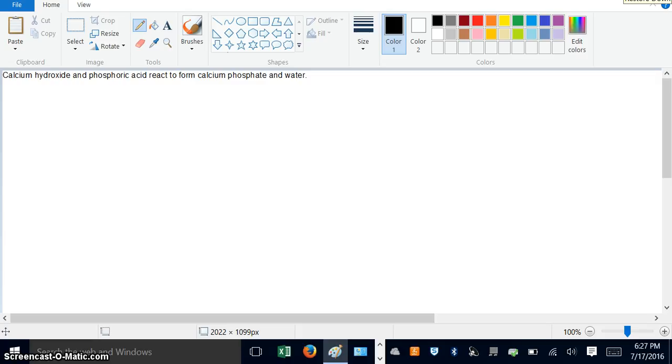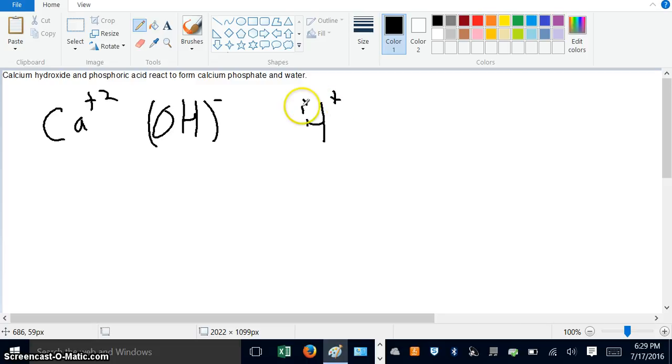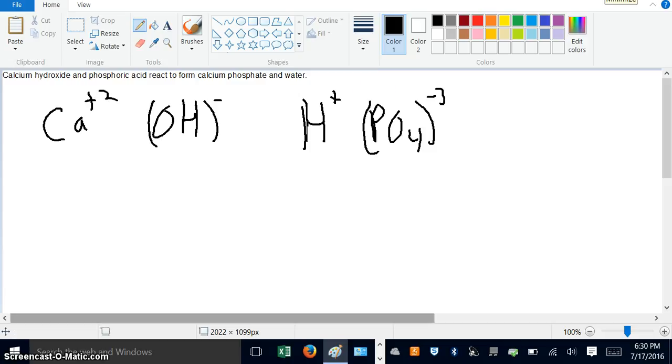Alright, so let's just remind ourselves of a couple of things. Calcium, just as a reminder, is +2. Hydroxide, which is OH, is -1. Phosphoric acid is hydrogen acting like a metal. Of course, that's +1. And then phosphate, which is PO4, and it's charged -3. Alright, so let's put those together. So putting them together, we have calcium hydroxide. Of course, this is going to be Ca. There's just one of those because of the charge of the hydroxide. And then in parentheses, OH. And of course, there's 2 of them because of the charge of the calcium.